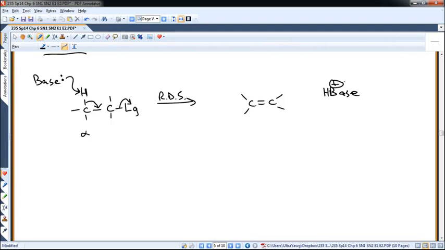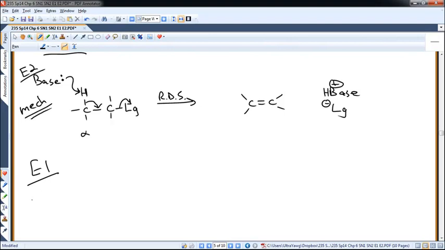we get our product, which in this case is an alkene. We get our protonated base, because we had used that to grab a proton. And we get our leaving group when it takes its electrons when it leaves. May or may not have a charge, just depends on what it is. That was the E2 mechanism.